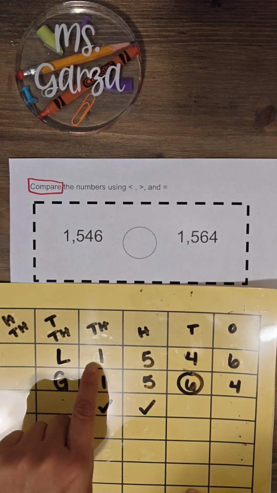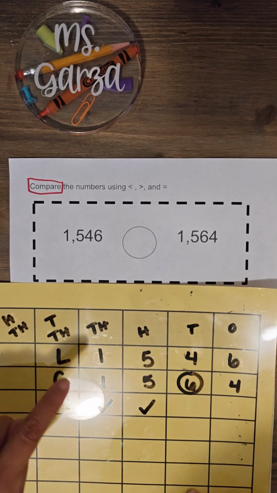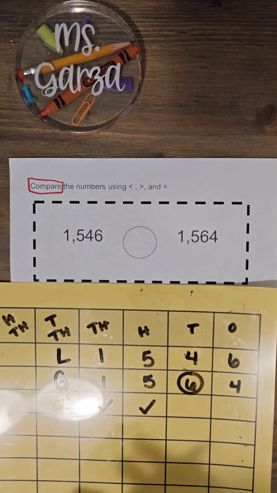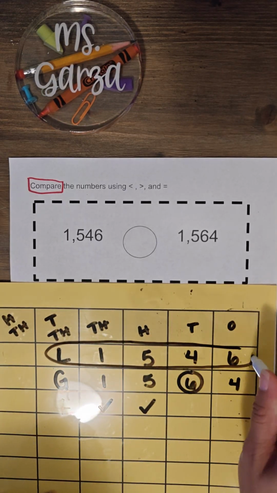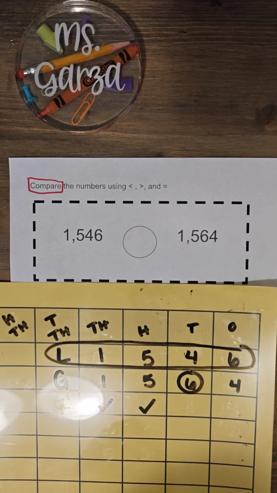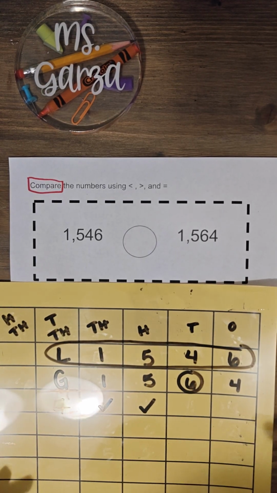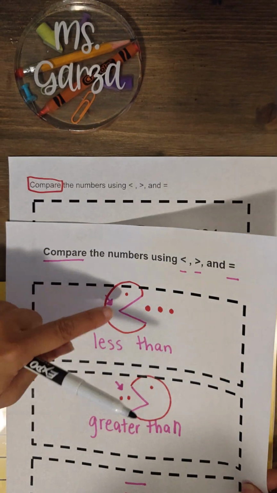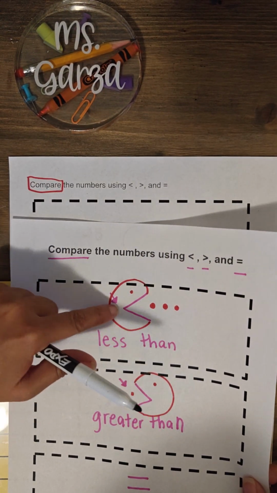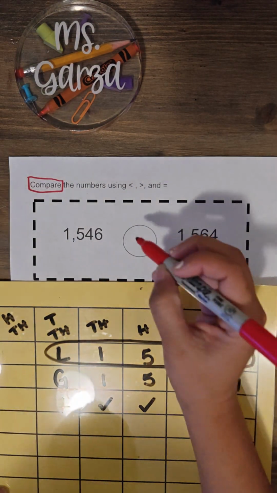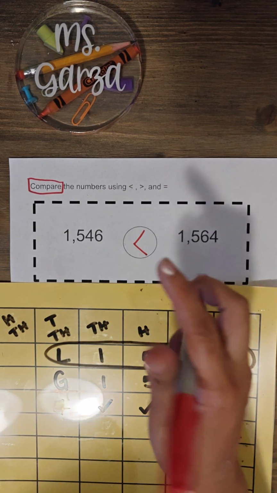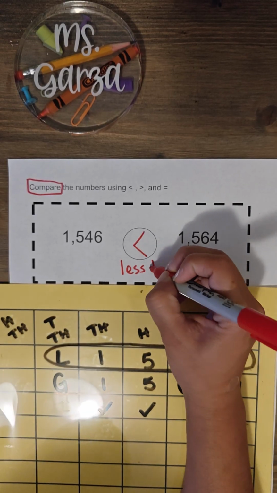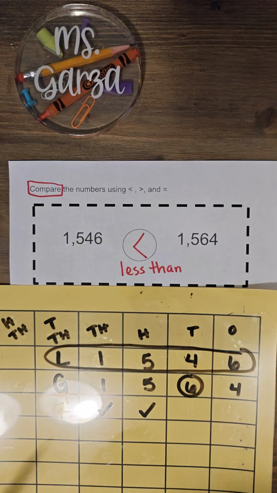So 1,546 is less than 1,564. So if the first number is less, then we're going to be using the less than symbol, which is the first one we talked about, the one where it's kind of pointing and it's tiny, and it looks like this. So 1,546 is less than 1,564.